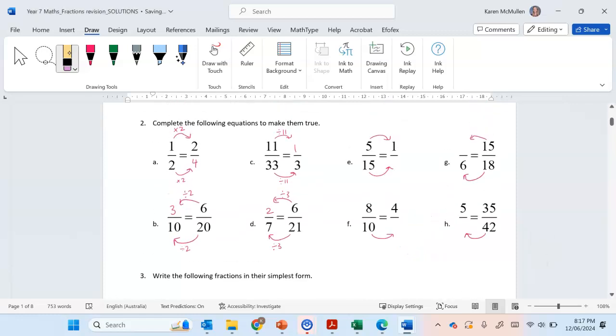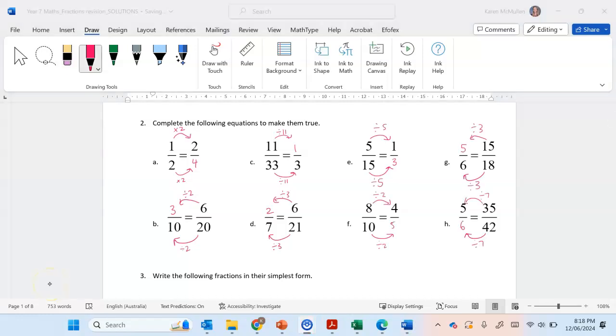You can go on and finish those questions. I did pause that and did the answers there. If you didn't already pause it, perhaps pause it, have a go at finishing them off, and then you can check your answers.